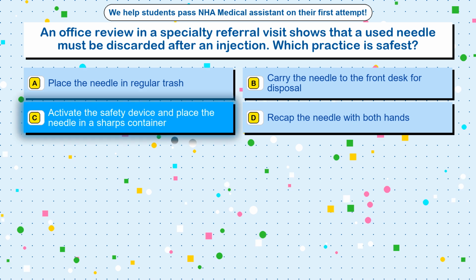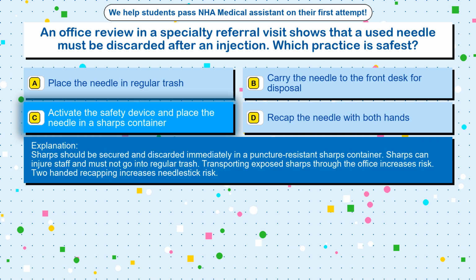The correct answer is option C, activate the safety device and place the needle in a sharps container. Sharps should be secured and discarded immediately in a puncture-resistant sharps container. Sharps can injure staff and must not go into regular trash. Transporting exposed sharps through the office increases risk. Two-handed recapping increases needle stick risk.